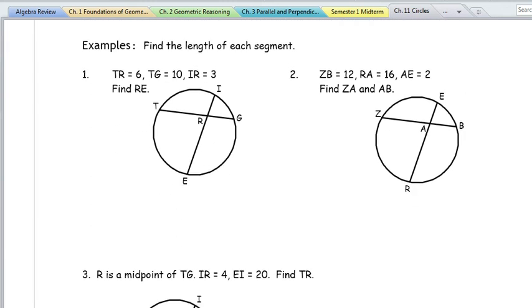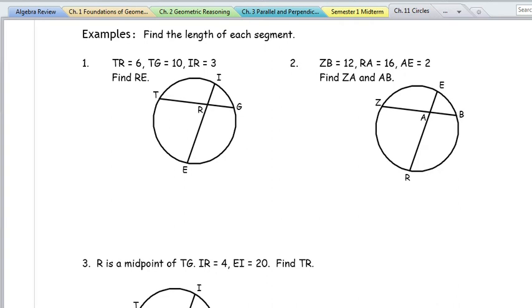So let's try some. TR is 6. TG, the whole thing, is 10. IR is 3. Find RE. Okay. Well, if the whole thing, TG, is 10, and part of it's 6, then this part's going to be 4. So all we're going to do here is 3 times X equals 6 times 4, and solve. So X equals 8, so we would properly label this as RE is 8, and I'll go ahead and call it just units.